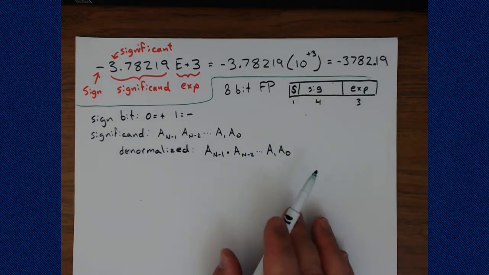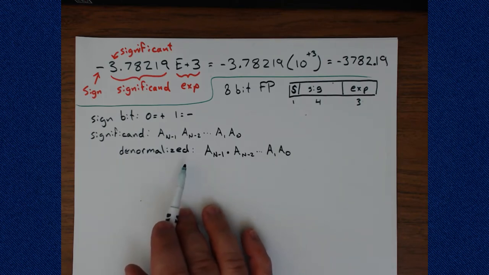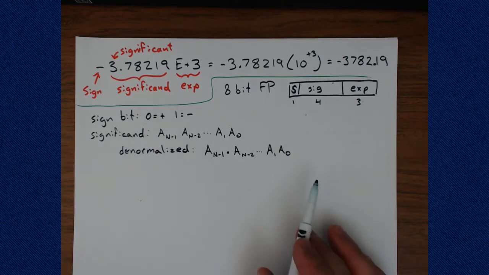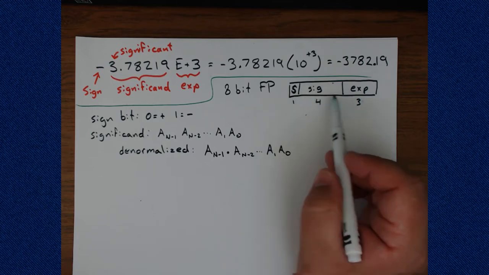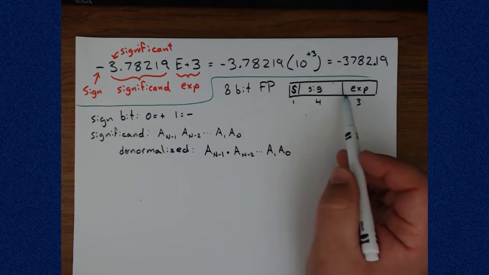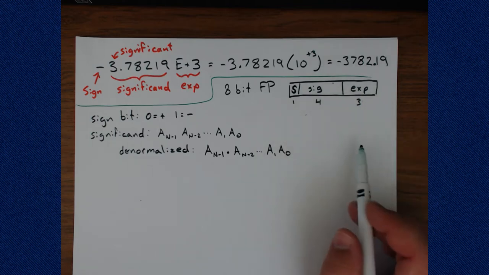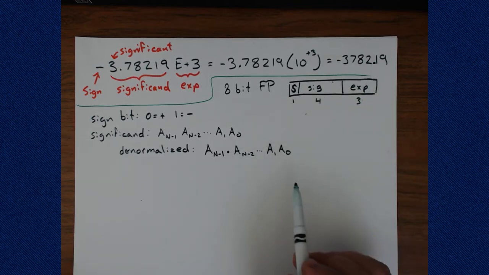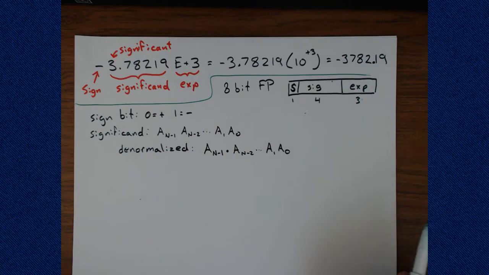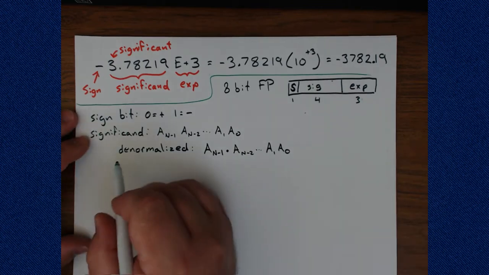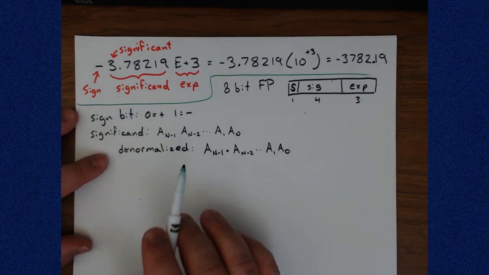Another way to think of this, if you know that you're looking at one that's denormalized, you can just take the bit pattern from the significand field, sometimes called the fractional field. You can write them down, and right after the first bit, you just insert a radix point. Very simple.